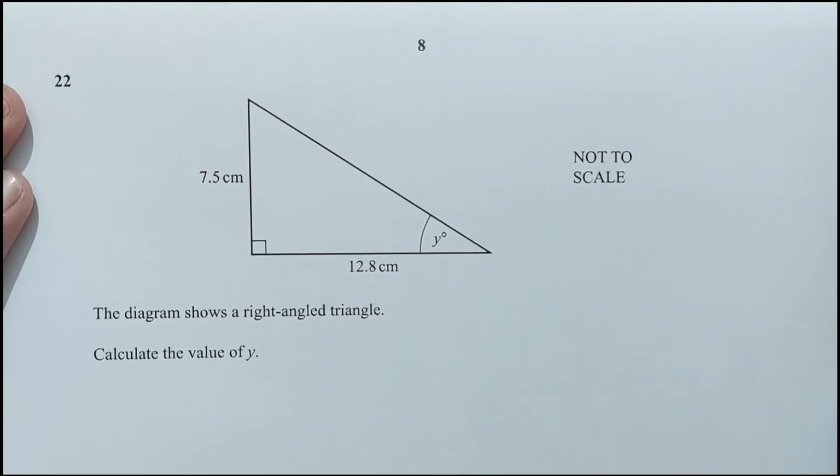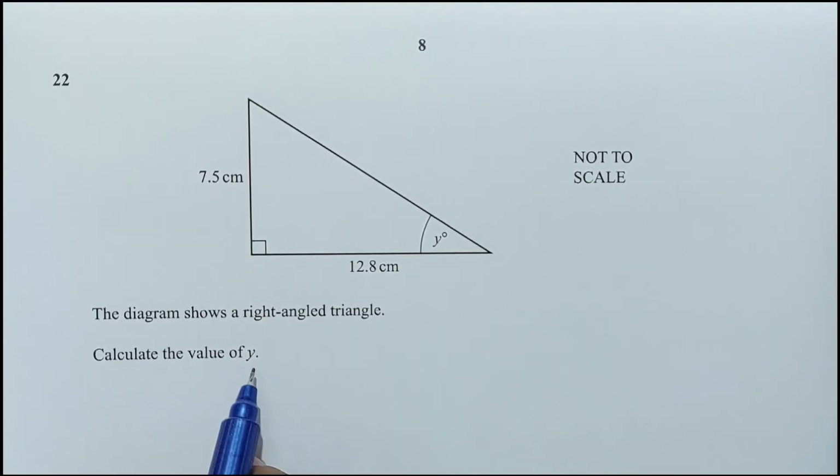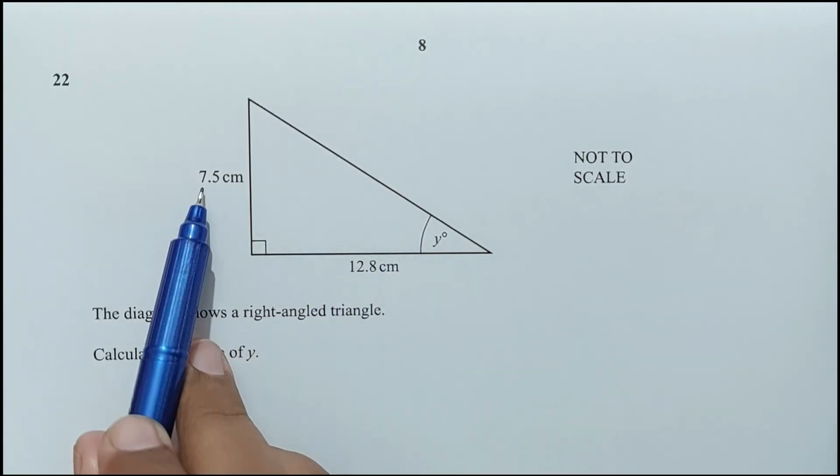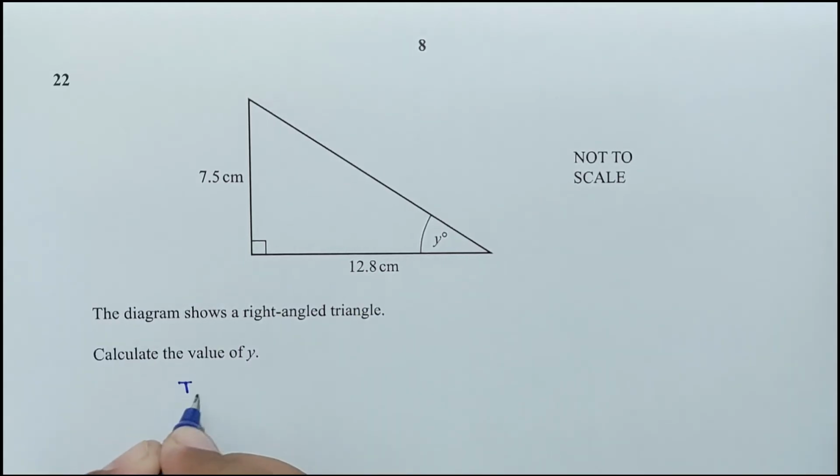Right. Question number 22. The diagram shows a right angle triangle. Calculate the value of y. Right, so it is a right angle triangle. We have the opposite and we have the adjacent, so using the ratio of tangent, we can say tan y, the opposite is 7.5 and the adjacent is 12.8.